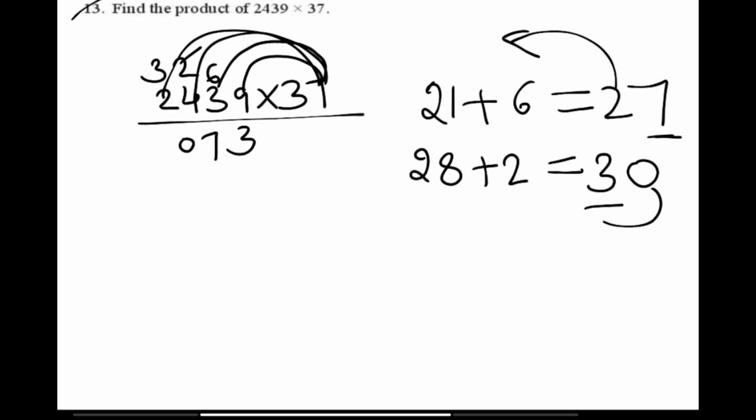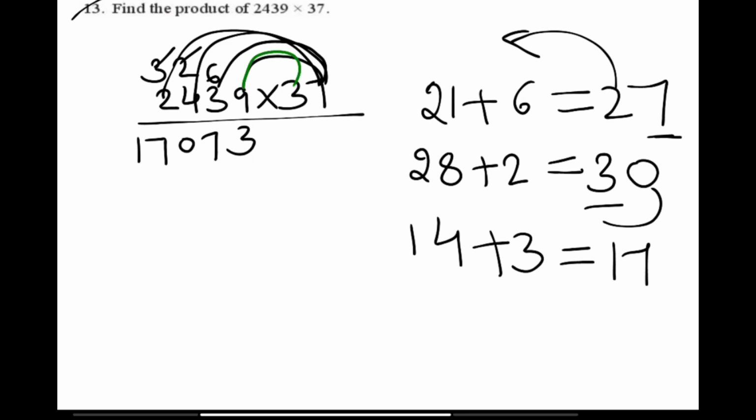Next, 7 twos are 14. 14 plus this 3, we have to add this, right? So 14 plus 3 is how much? It is 17. So we'll write the whole number, 17, here. Now let us start with the next one here.